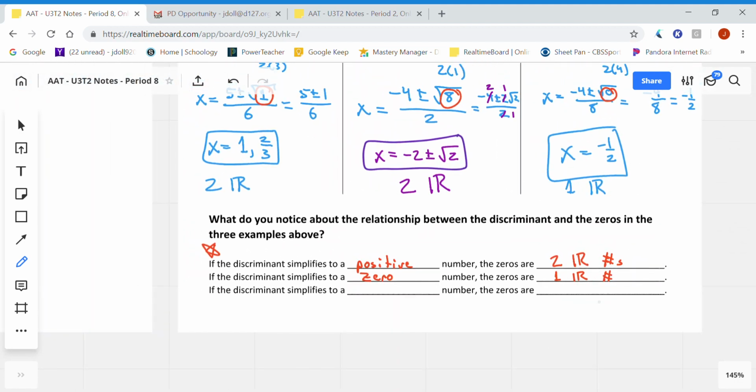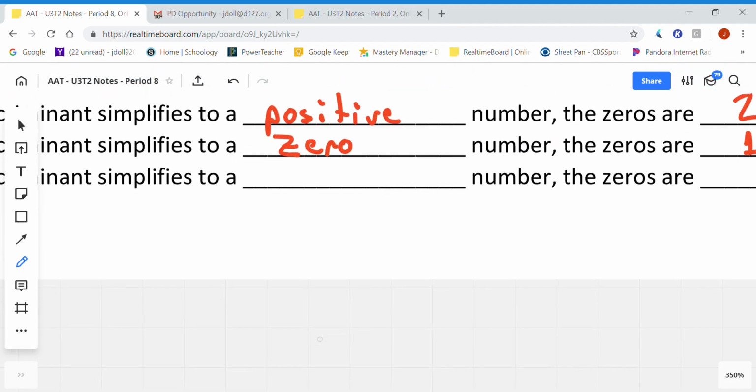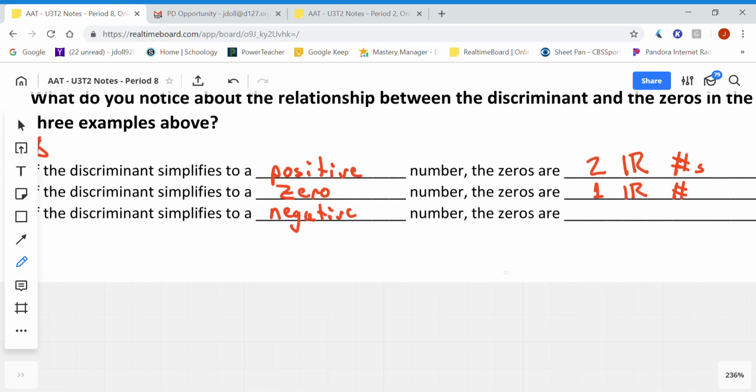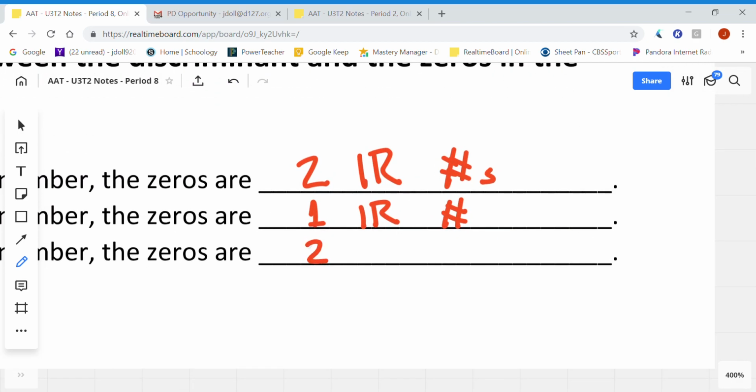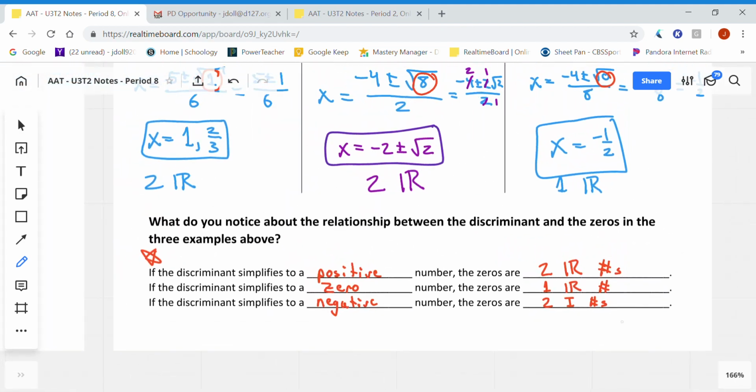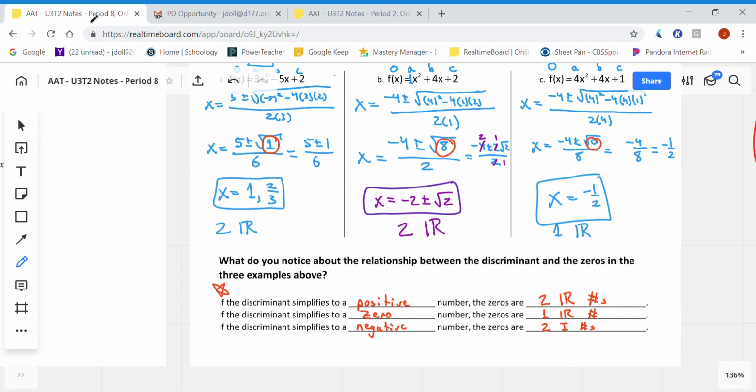Now, that leaves us with only a third possible option. The discriminant could simplify to something positive, it could simplify to 0, or it could simplify to something negative. Well, by process of elimination, even though I did not have an example above, the only alternative left to us is that we would have 2 imaginary numbers for our zeros. So as soon as you simplify the radicand here and get your discriminant value, you should know right away whether you're going to end up with 2 real, 1 real, or 2 imaginary zeros.